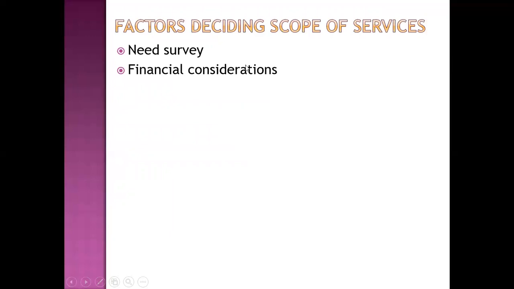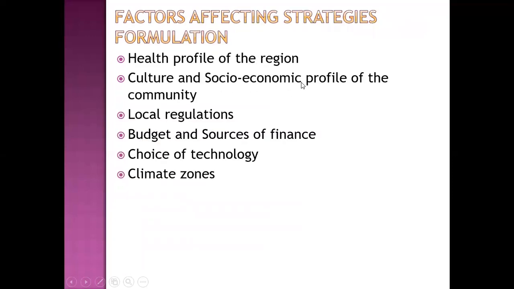What are the factors which decide scope of services? Most important factor is healthcare need of the community in which hospital is situated, and the other is financial considerations. Factors affecting strategies formulation include health profile of the region, culture and socio-economic profile of the community, local regulations, budget and sources of finance, choice of technology, and climate zones.